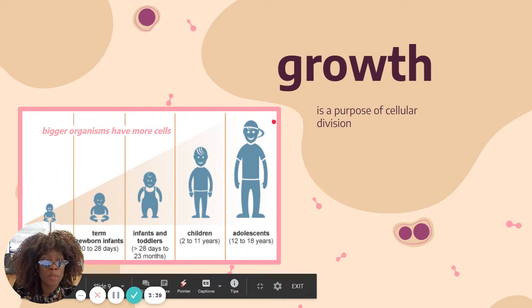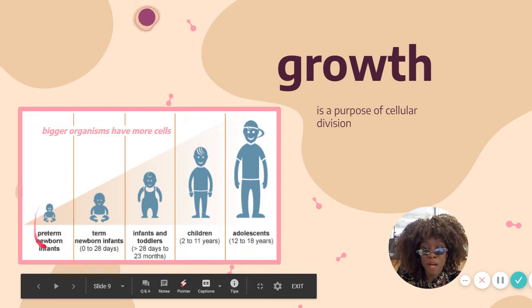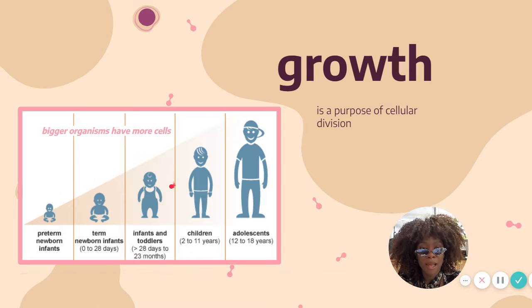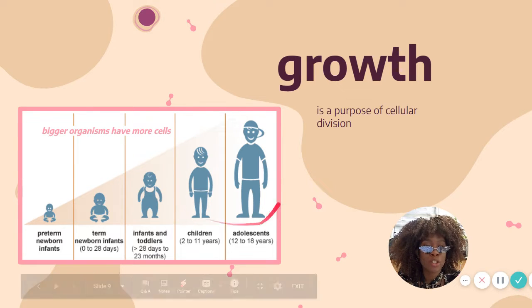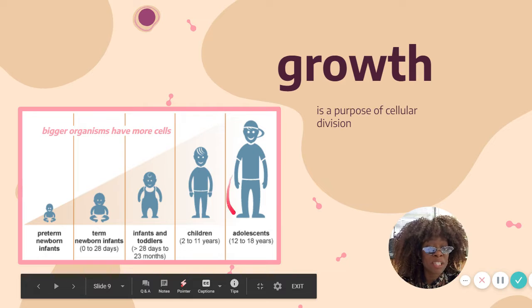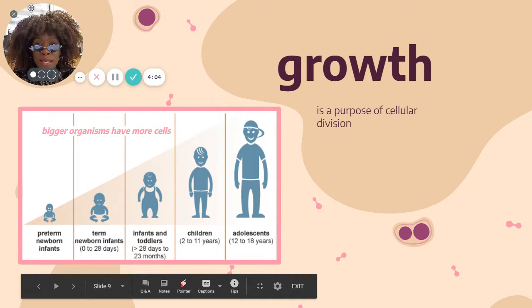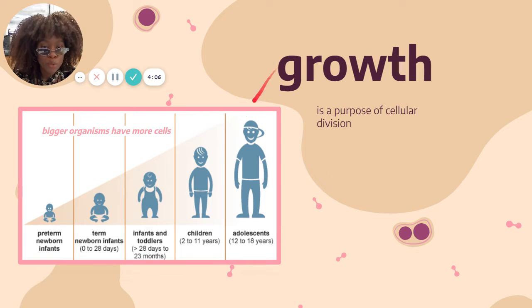So growth is going to be a purpose of cellular division, like we just said, from when you are born as a baby all the way up till what you are today, which is an adolescent. Your cells are multiplying, right? Your cells are not getting bigger. You're just getting more cells that have more specific jobs that can do more things. Bigger organisms have more cells. And how do they get more cells? Through the process of mitosis.